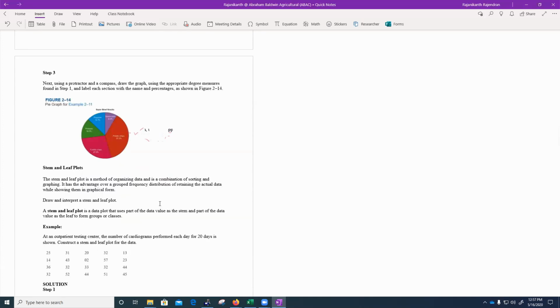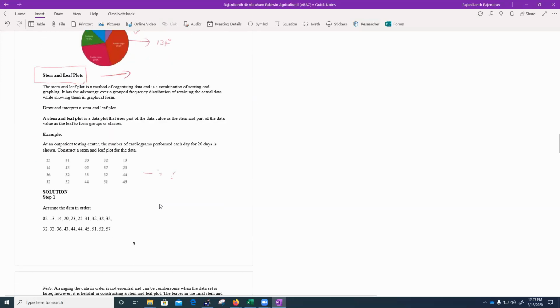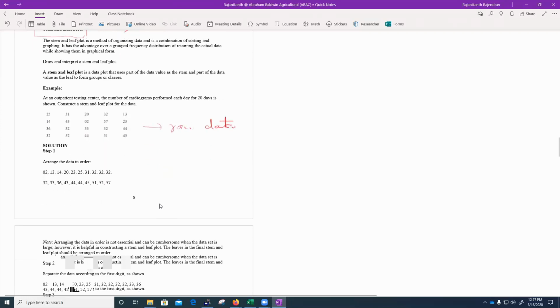The next important graph is the stem and leaf plot. Okay, so how to draw a stem and leaf plot? Suppose you are given raw data. First, you need to arrange the given data values in increasing order. I have arranged all the data values, but this part, arranging the data, is not mandatory. But in order to make things easy, you could arrange in order.